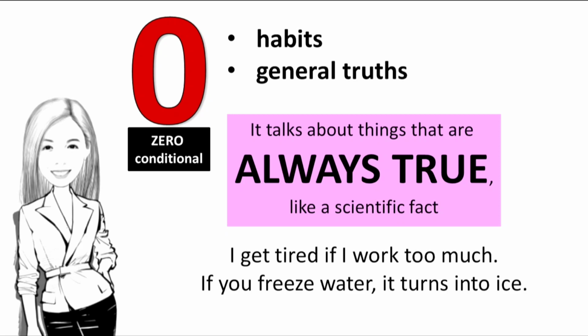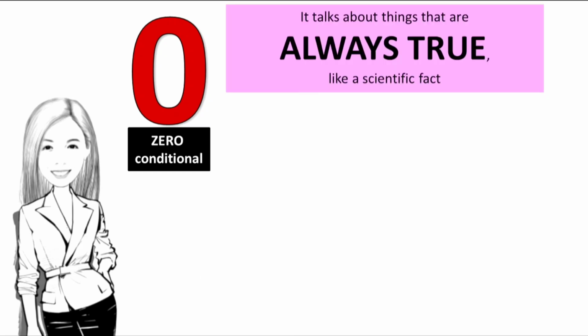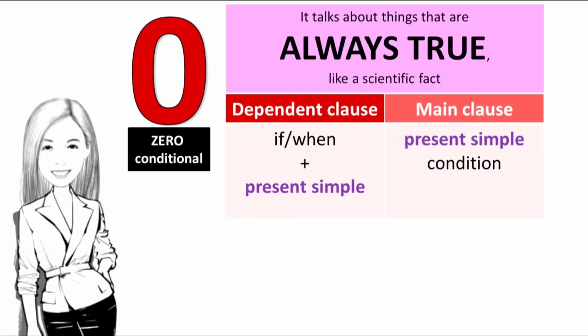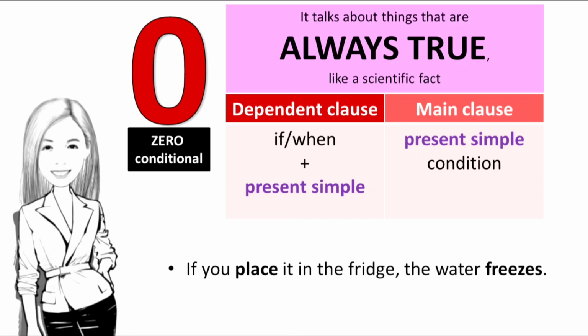Another one, if you freeze water, it turns into ice. That really happens. And this is how we write a sentence with zero conditional. We must take note that the verb in the dependent clause or if or when clause should be in present simple. And the verb in the main clause is in present simple too. That's why we used plays and freezes as verbs because they're both in present simple.